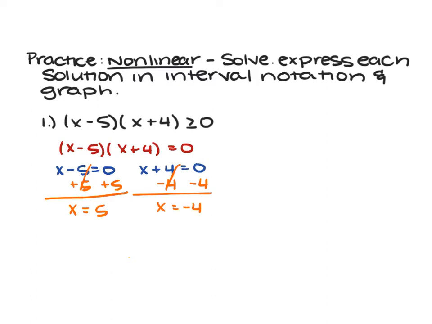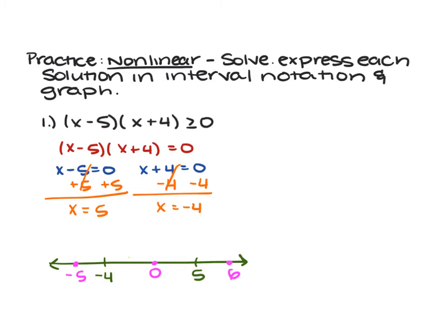And then use your graph. So on your graph, you would have a negative 4. You would have a 5. The numbers in between the 4 and the negative 4 and the 5, as well as to the right of 5 and to the left of negative 4. So pick numbers. I would do negative 5, 0, and 6.